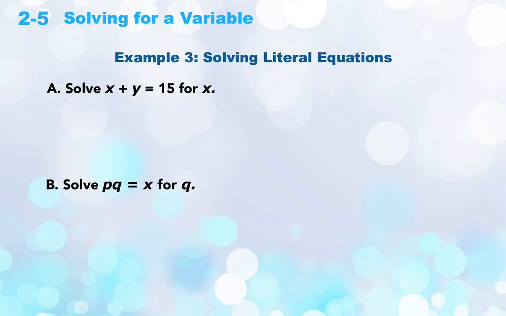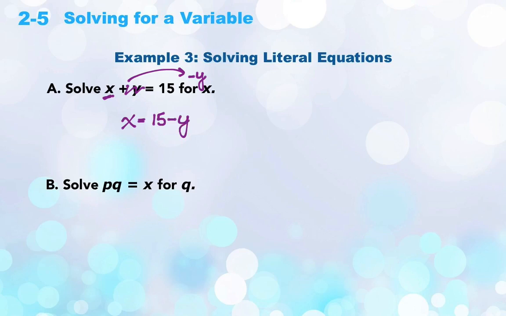A couple more here. Again, this is x plus y equals 15 for x. We're just solving for x, not a big deal. So I need to get x all by itself, which is right here. So that means I've got to toss the y. So I bring it over to the other side here. When I do, that's going to be a minus y. So in the end, I have x equals 15 minus y.